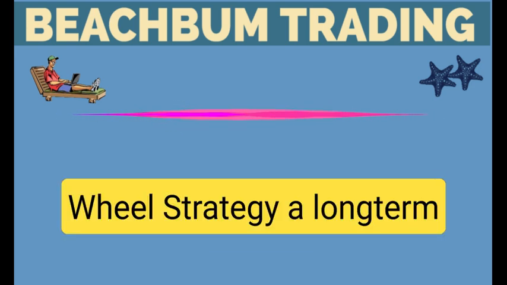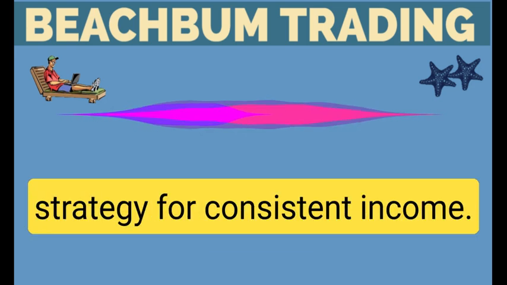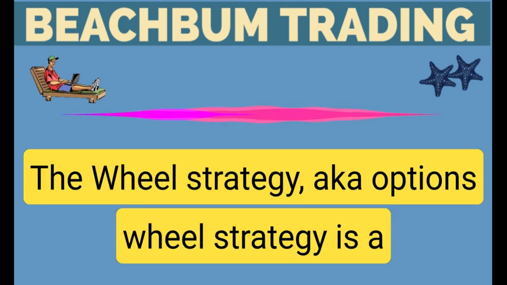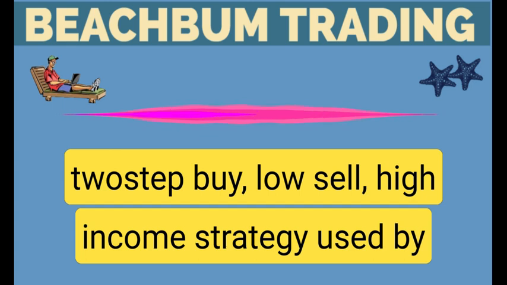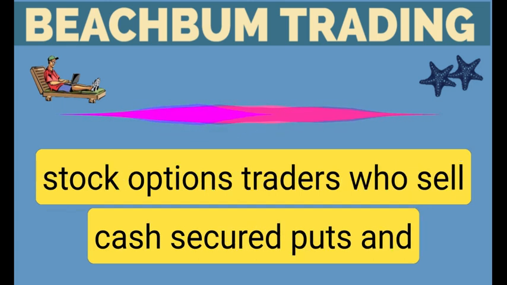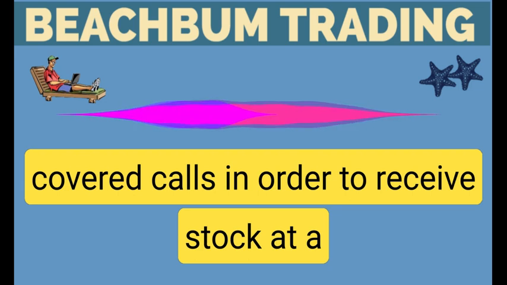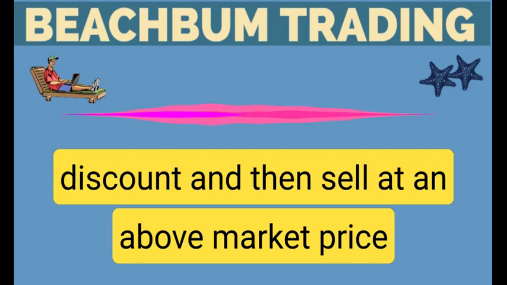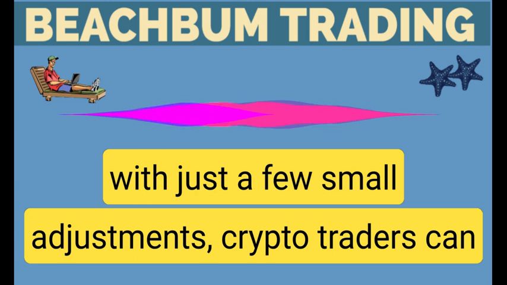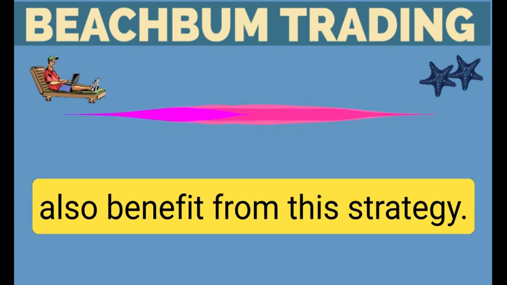Wheel strategy: a long-term strategy for consistent income. The wheel strategy, aka options wheel strategy, is a two-step buy low, sell high income strategy used by stock options traders who sell cash-secured puts and covered calls in order to receive stock at a discount, and then sell at an above-market price. With just a few small adjustments, crypto traders can also benefit from this strategy.